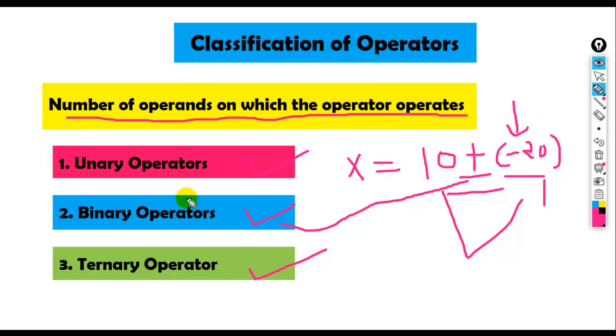Unary operators work on a single operand. Binary operators require two operands for performing the operation. Ternary operator requires three operands for performing the operation. Hope you are clear with this. So now let's discuss next.